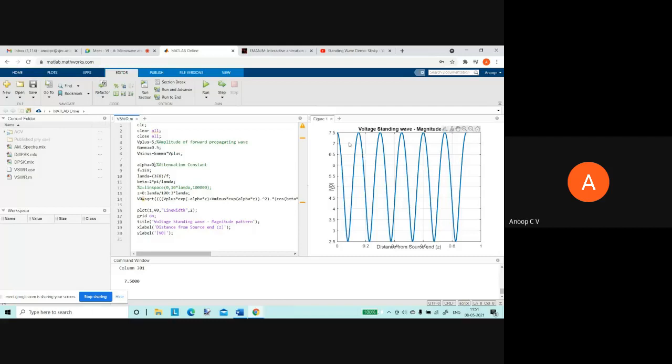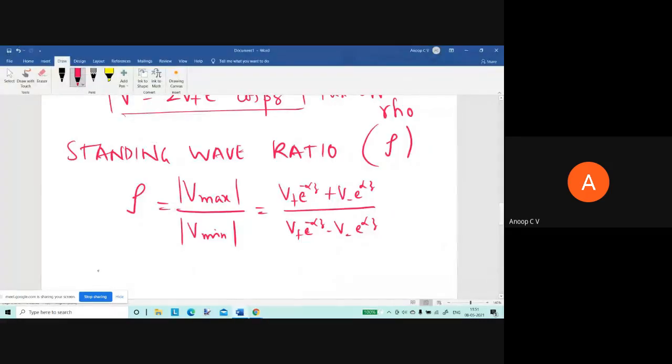It is a ratio of maximum to minimum. Here the maximum is 7.5, the minimum is 2.5. So what is the standing wave ratio? It is 7.5 divided by 2.5, so the voltage standing wave ratio is 3. That is the standing wave ratio, and this is also equal to I max by I min. I didn't mention this before, but it is also the same.